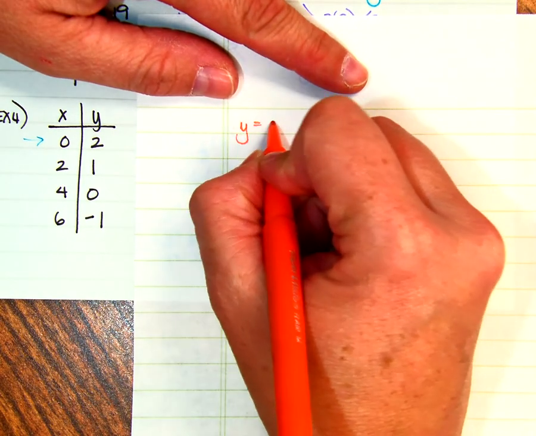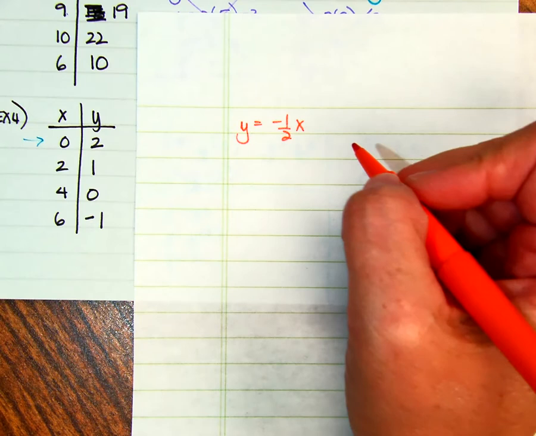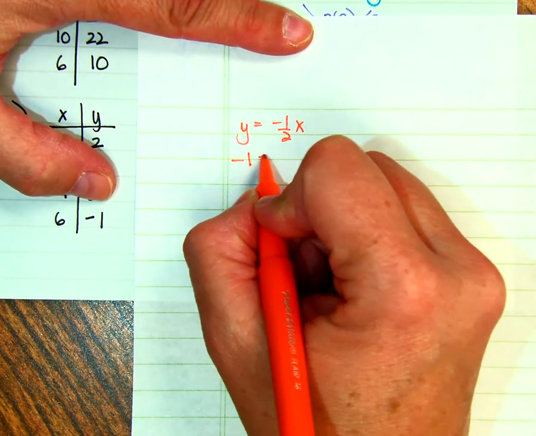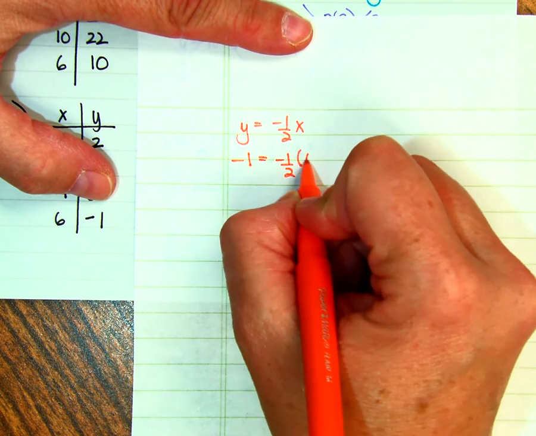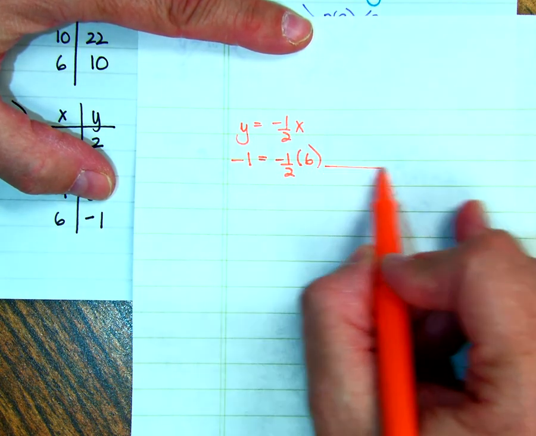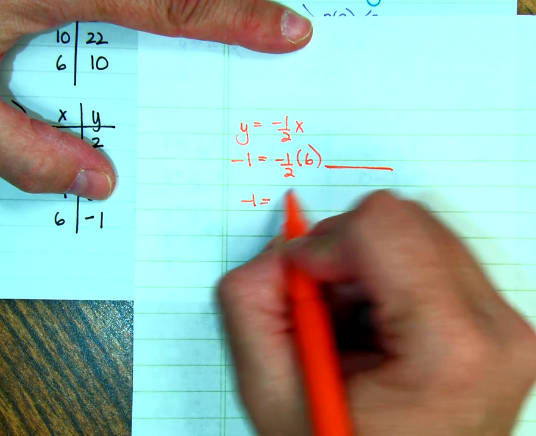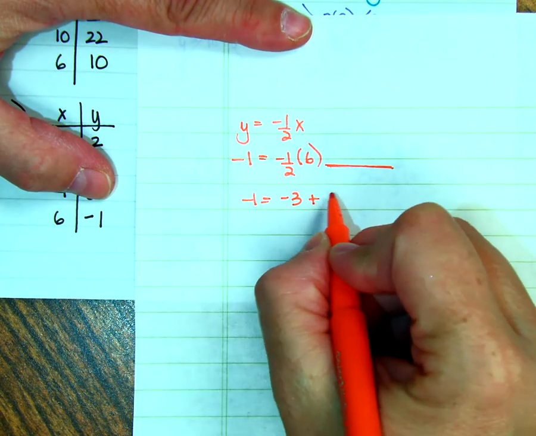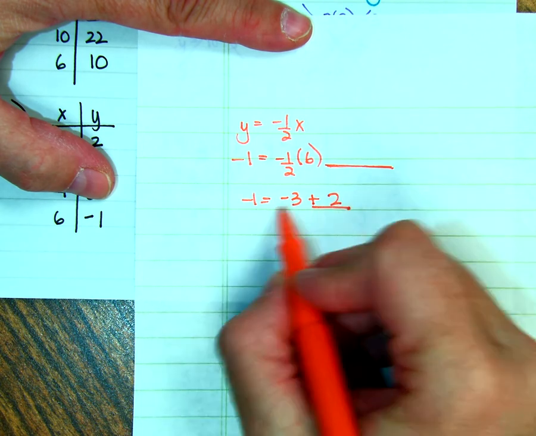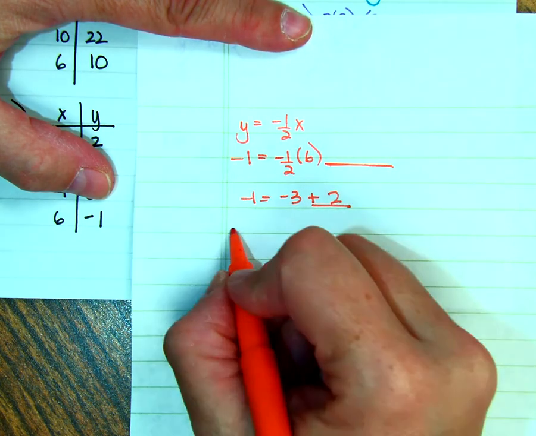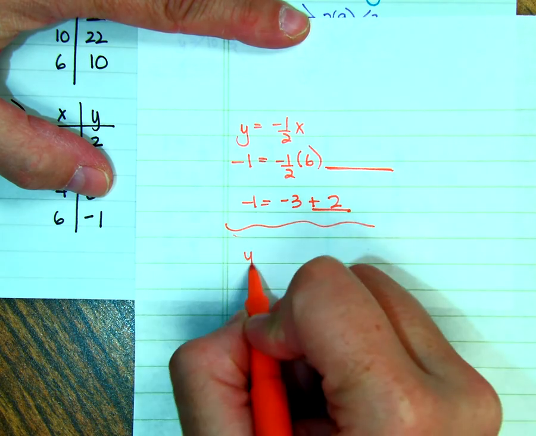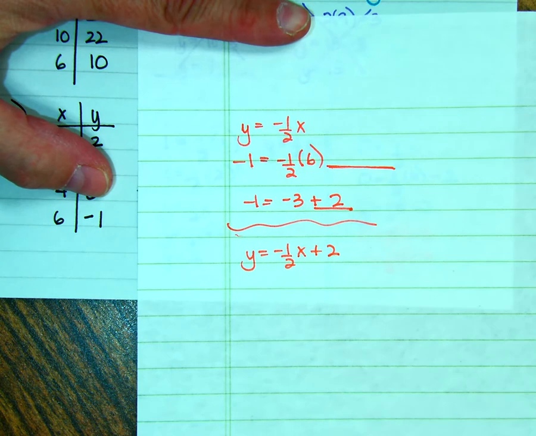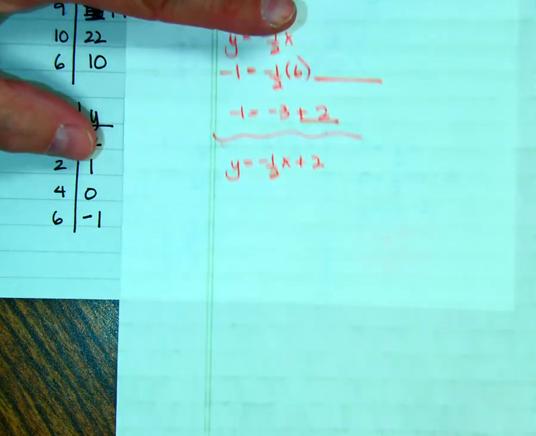So my output, half of my input, so let's try the 6 and the -1. So my -1, putting in my 6, I got to figure out what's going to be happening here. So -1 equals, this is going to give me a -3. So if I add 2 to this, it's going to give me my -1. So I'm kind of guesstimating that my rule might be -1/2 x plus 2. Let's see if that works for my other ones.